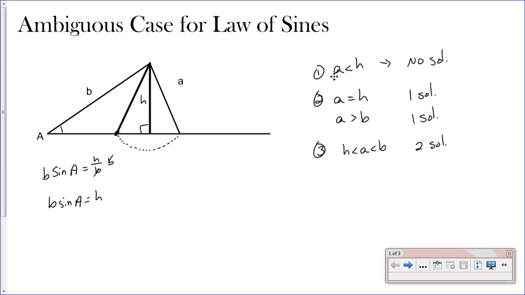Make sure you write this down. You're going to need this. Number 1, if a is less than h, no solution. Number 2, if a equals h or a is greater than b, you're going to have one solution. If a is between b and h, then you're going to have 2 solutions.